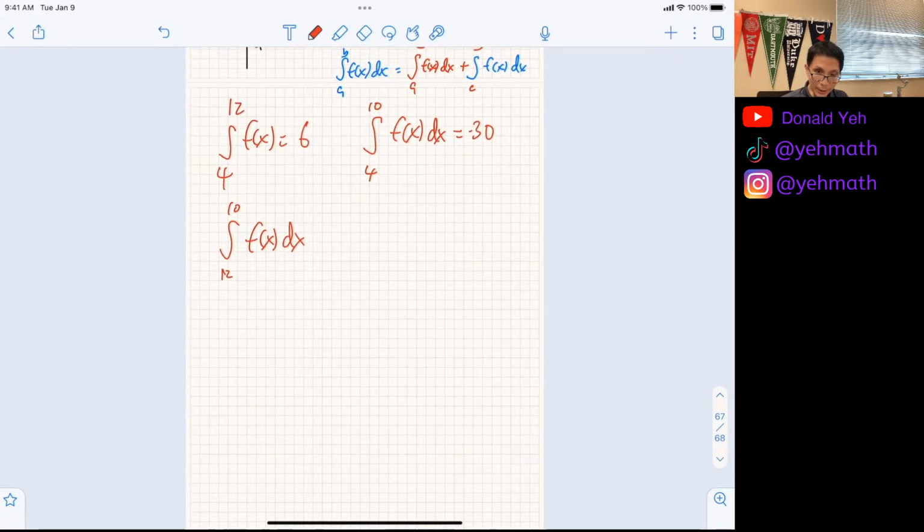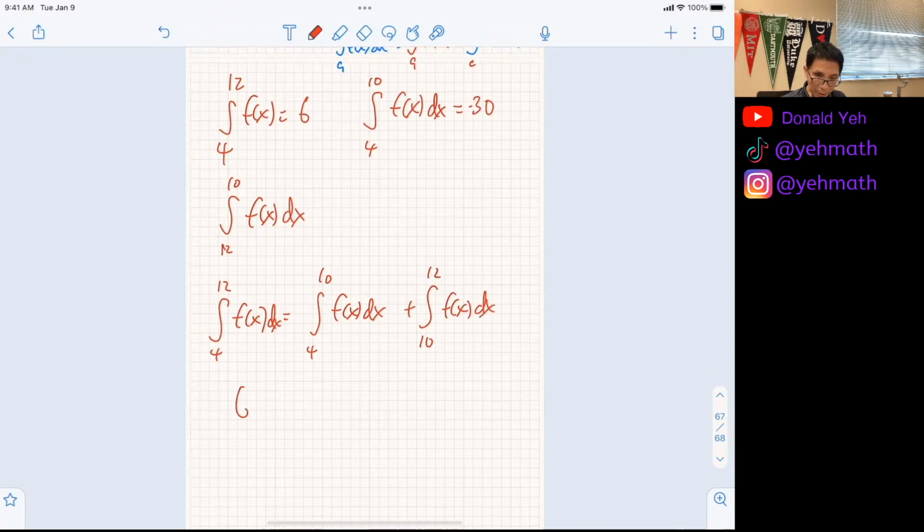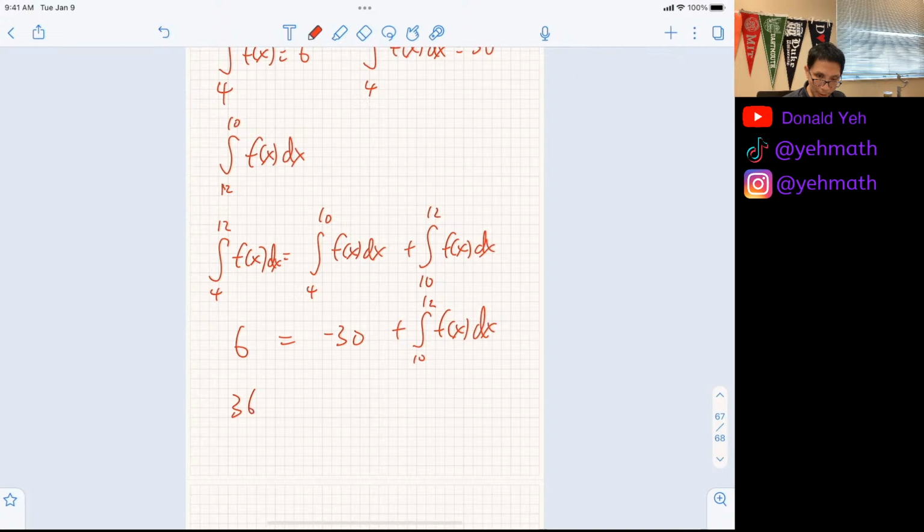Okay. So look at this whole thing from 4 to 12. The integral from 4 to 12 of f of x is equal to what? Write it out. From 4 to 10 of f of x dx plus from 10 to 12, right? Would you agree? This is equal to 6. This is equal to negative 30. From 10 to 12 f of x dx. Then I move it to the other side, so it'll be 36, but that's not the answer. Why is that not the answer?